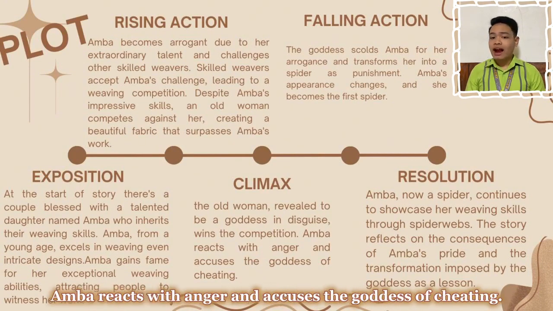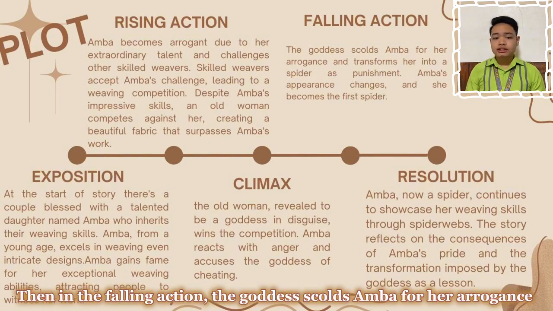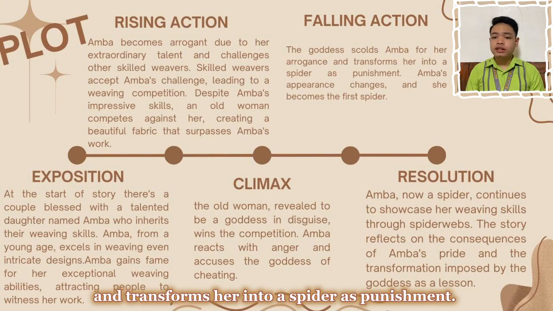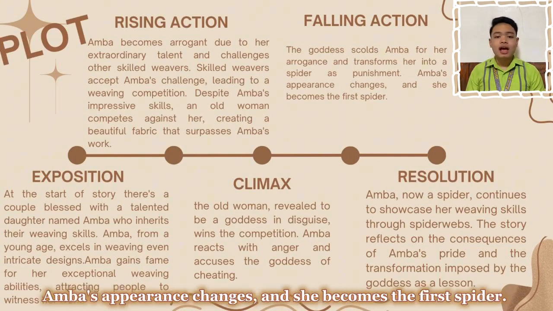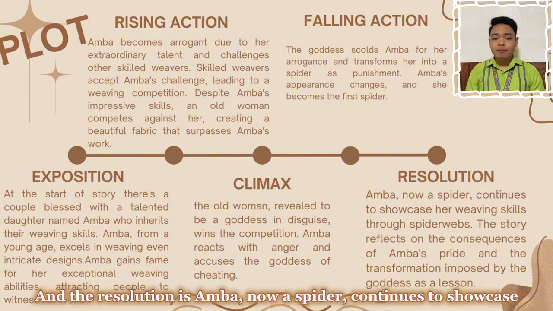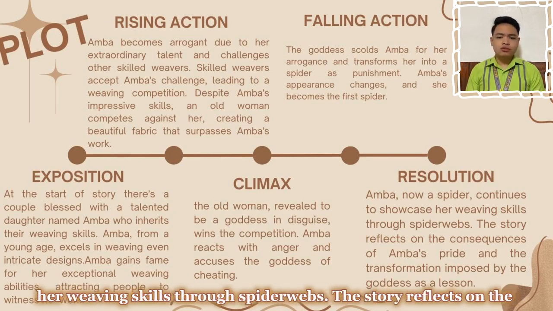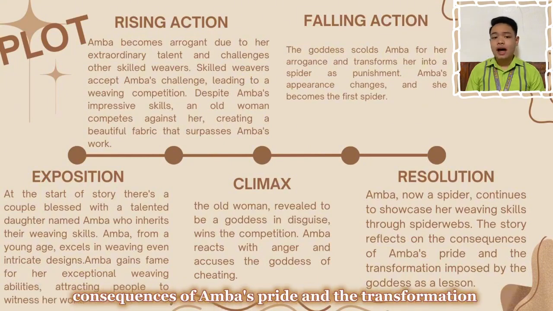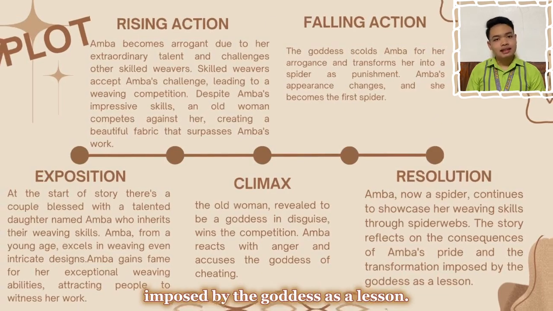Amba reacts with anger and accuses the goddess of cheating. Then, in the falling action, the goddess scolds Amba for her arrogance and transforms her into a spider as a punishment. Amba's appearance changes and she becomes the first spider. And the resolution is Amba, now a spider, continues to showcase her weaving skills through spider webs. The story reflects on the consequences of Amba's pride and the transformation imposed by the goddess as a lesson.